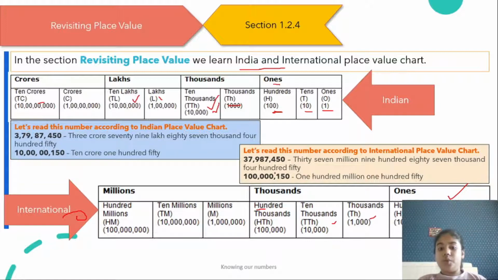978,450. So don't be confused between 100,000 and the normal 100. And next up we have 10,150,000. How will we write this in the international place value chart? It is 100,150,000. Whoa, these are really big numbers.